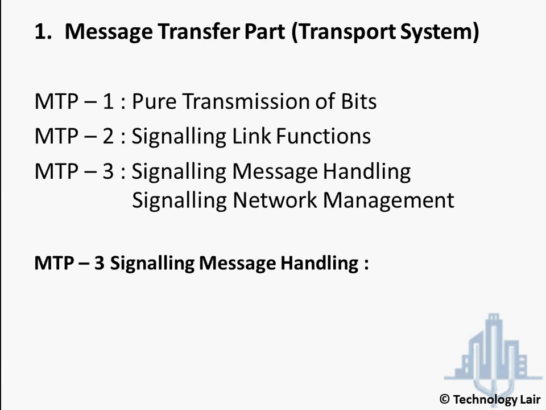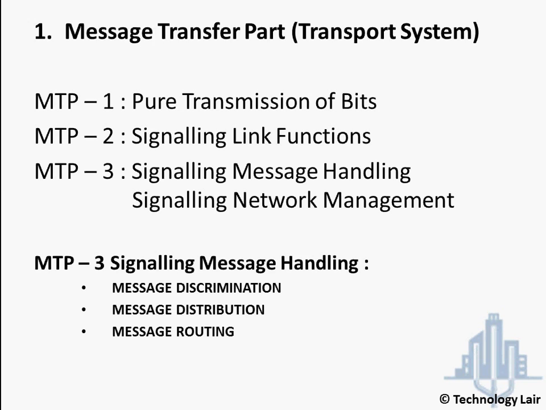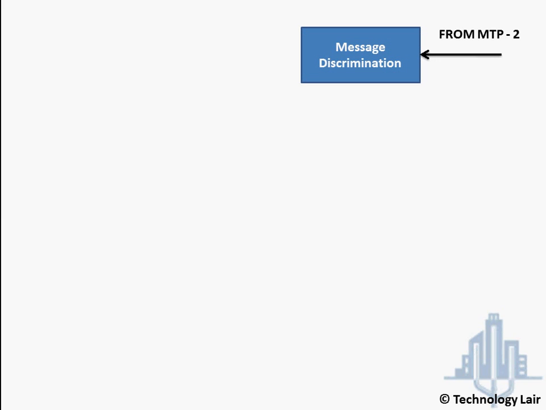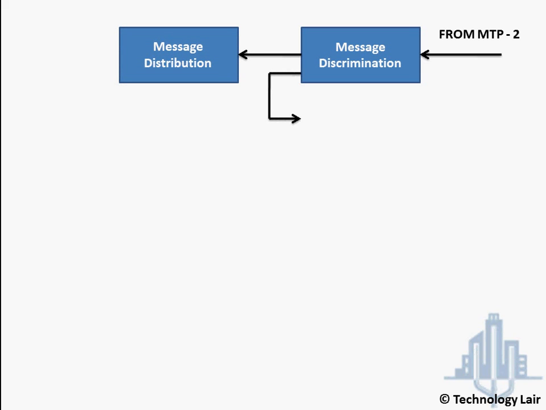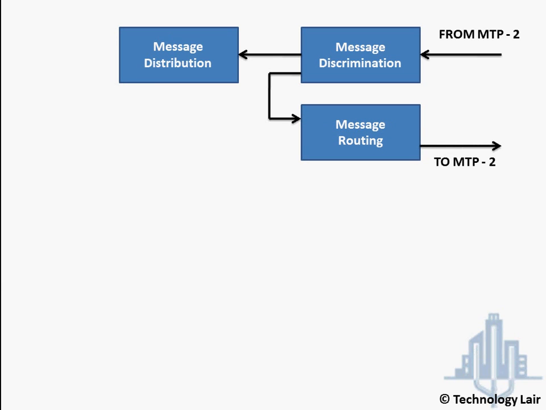The signaling message handling function of MTP3 is divided into three parts: message discrimination, message distribution, and message routing. Message discrimination provides interface to MTP2 concerned with receiving messages. It determines whether the message is destined to other signaling point or not. If the message is intended to the same signaling point, it will transfer the message to the message distribution. If not, it will pass the message to the message routing and in turn to MTP2.